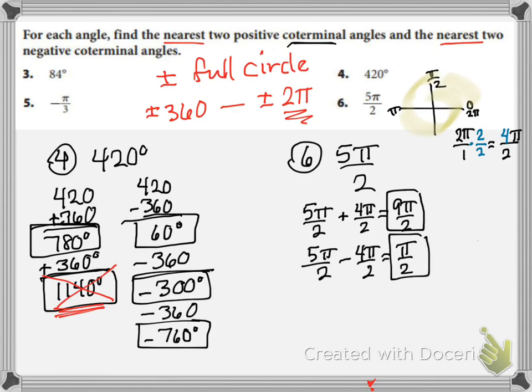But even without looking at a graph, since we really haven't done graphs with radians very much yet, just knowing that subtracting 4 pi over 2 would still leave it positive tells me there's my best 2 positive answers. I need some negatives as well. So I'm going to say 5 pi over 2 minus a full circle.